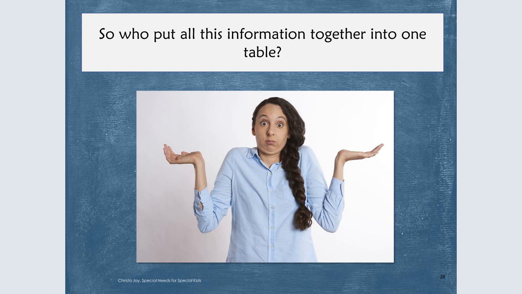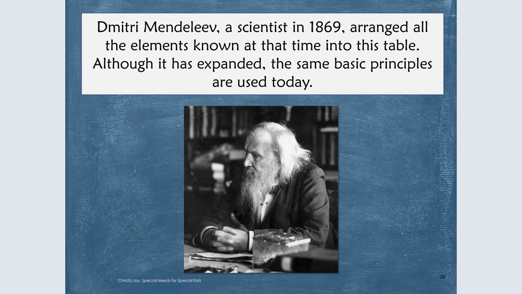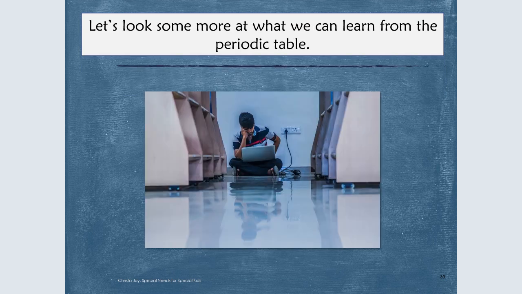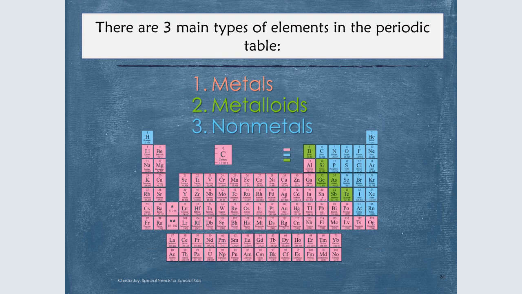So how do you put this information together into one table? Well, Dmitri Mendeleev, a scientist in 1869, arranged all the elements known at the time into a table. Although it's expanded, some basic principles are still used today. Let's look at some more of what we've learned about the periodic table. There are 3 types.